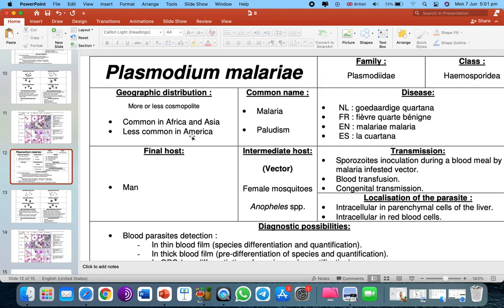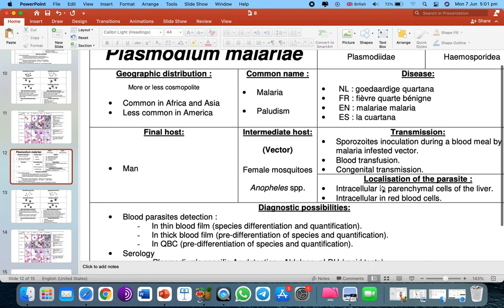The common name is malaria as well, and then it can be called malaria. This is the disease name. The final host is the same, the intermediate host is the same. The transmission, the localization of the parasites, and the diagnosis possibilities are all the same.